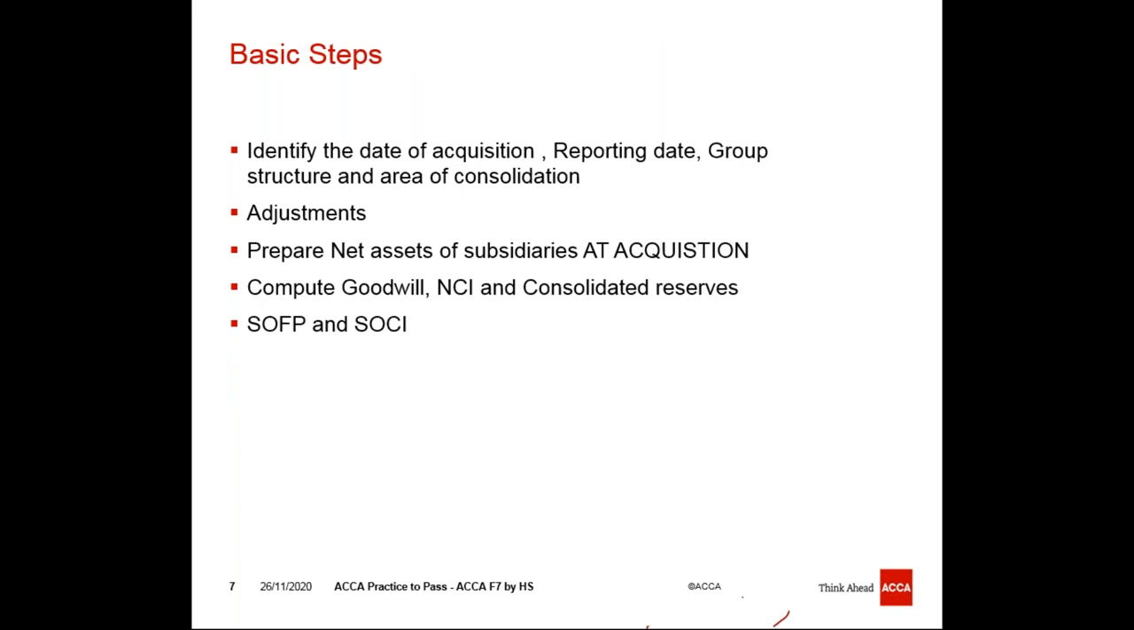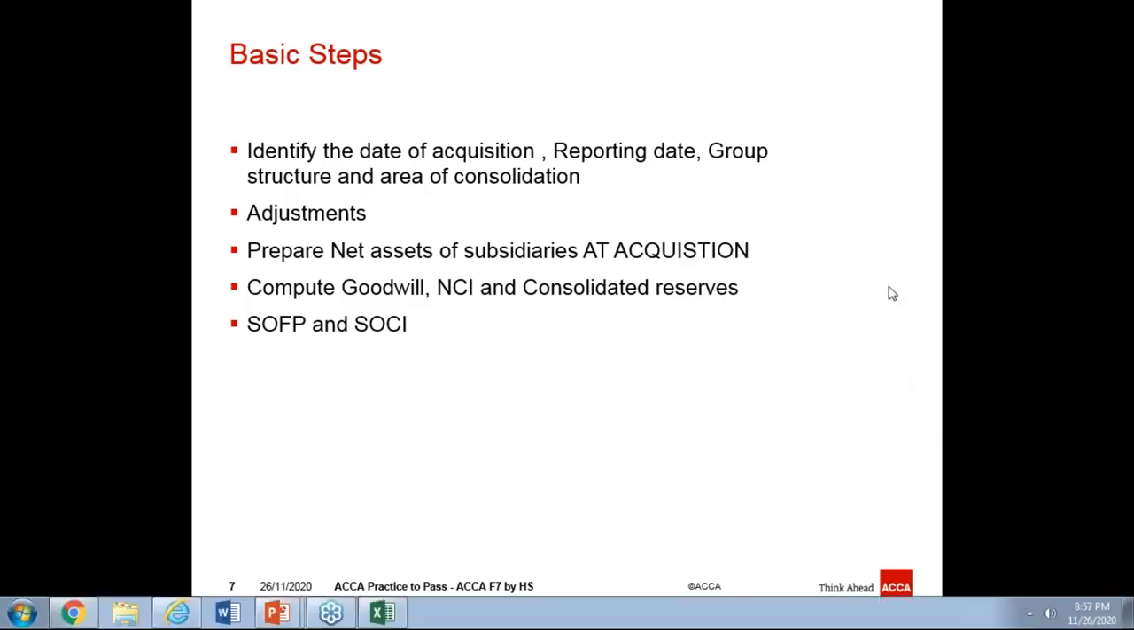Now, basic steps that we have to follow for the consolidation: identify the date of acquisition, reporting date, group structure, area of the consolidation. Then we do some adjustments and prepare net assets at acquisition. Then compute goodwill and consolidated reserve. And finally, statement of financial position and OCI.